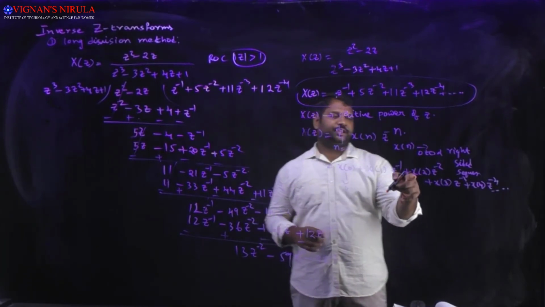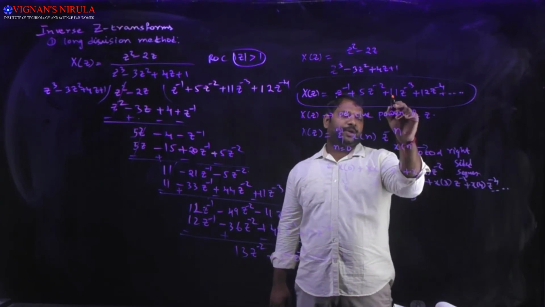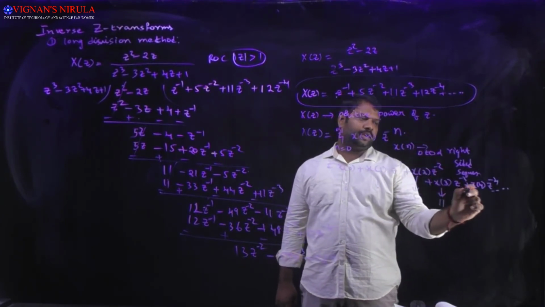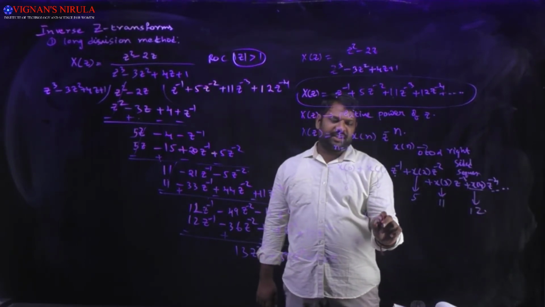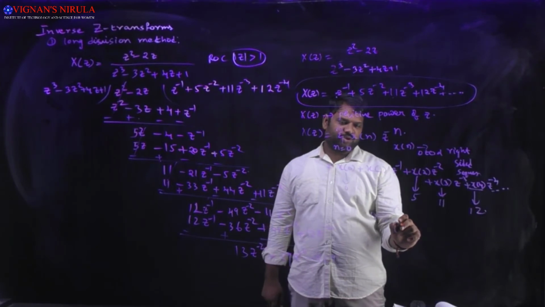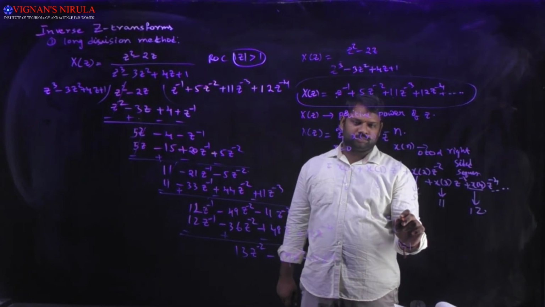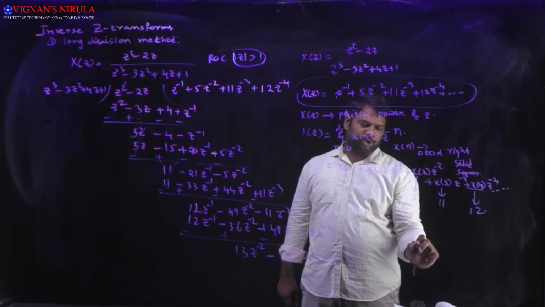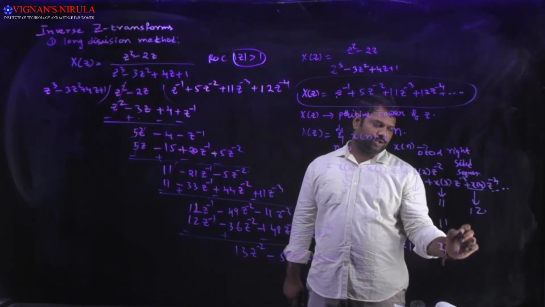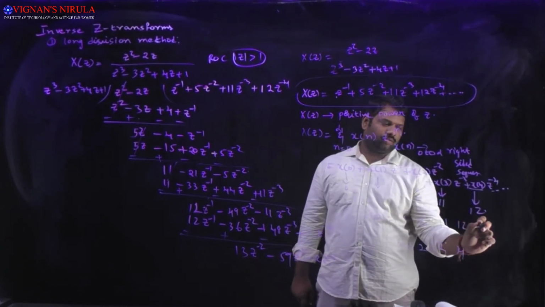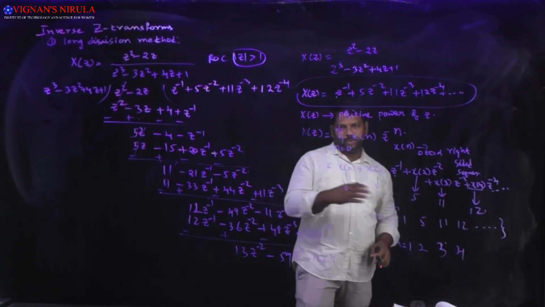When we compare this x of 2 z power minus 2 here, therefore x of 2 will be 5. When we compare it here, x of 3 will be 11, x of 4 will be 12. That's why x of n is equal to x of 0 at n is equal to 0, n is equal to 1 its value is 1, n is equal to 2 its value is 5, n is equal to 3 its value is 11, n is equal to 4 its value is 12, and so on. That is the corresponding x of n, where n will be on the right side.